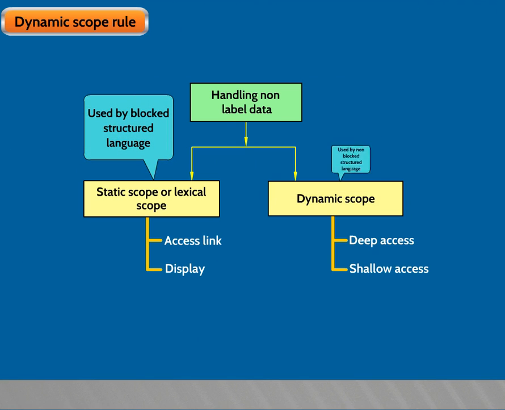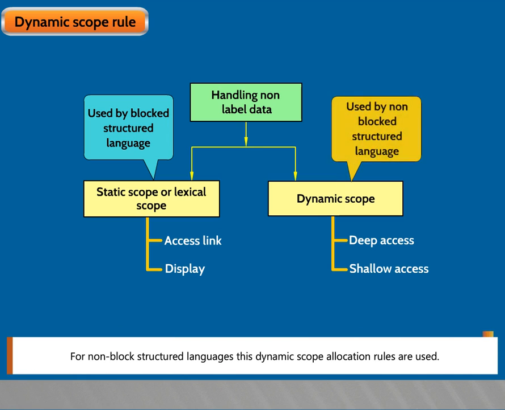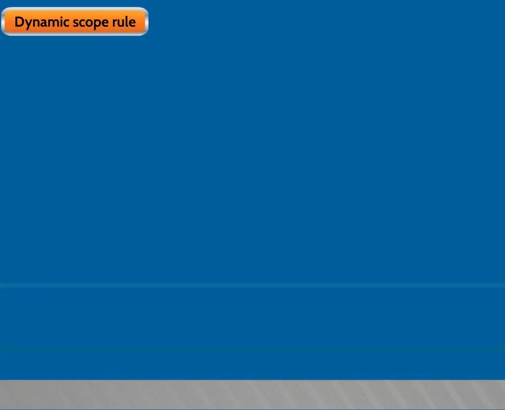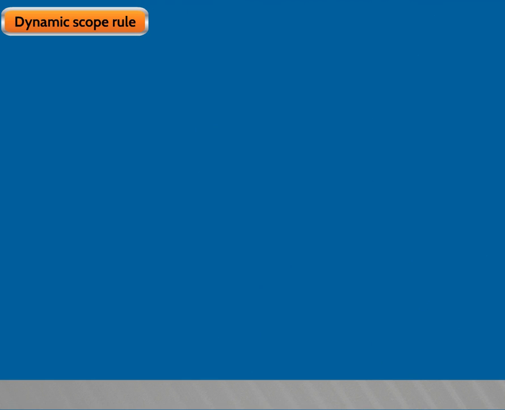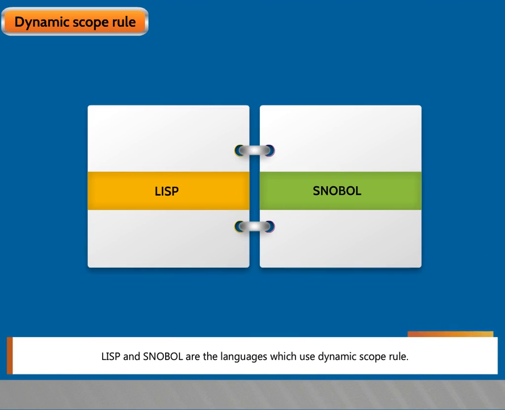Dynamic scope rule. For non-block-structured languages, dynamic scope rules are used. The dynamic scope rule determines the scope of declaration of the names at runtime by considering the current activation. Lisp and SNOBOL are the languages which use the dynamic scope rule.